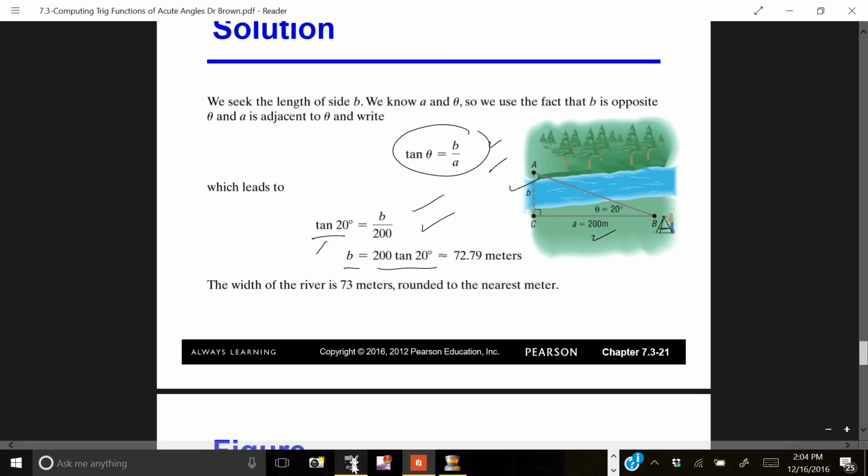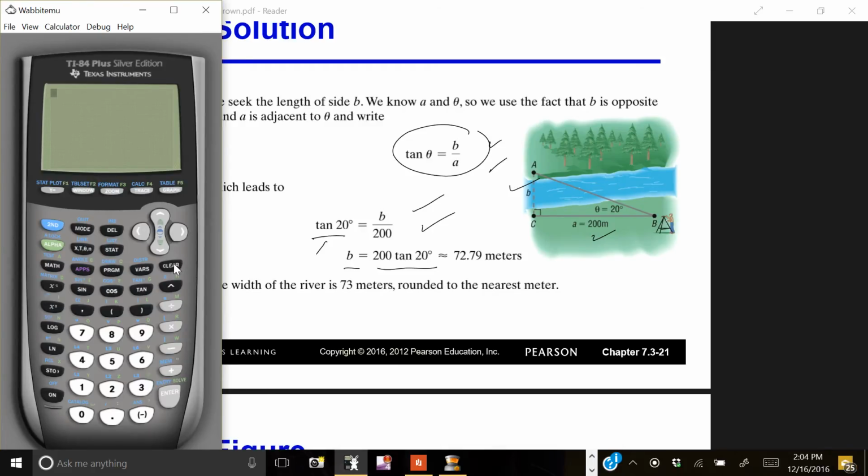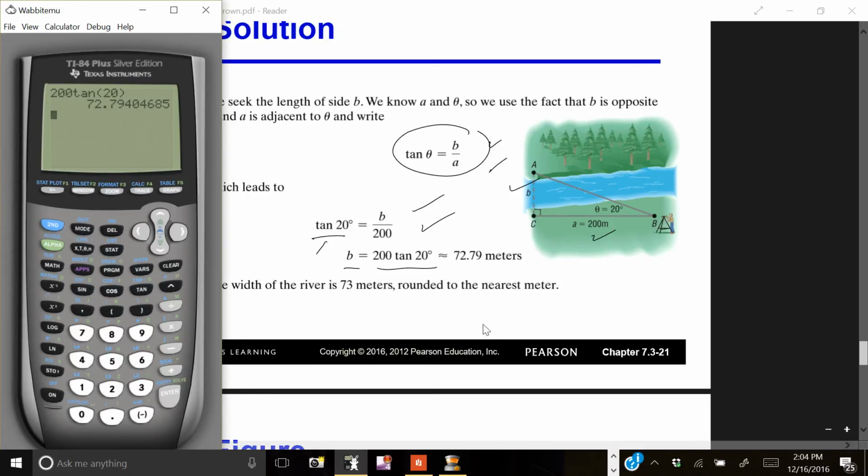Let's go do that. Remember, we are in the degree mode. So if we put in 200 tangent of 20, we should get 72.79 is how far it is across the river. Rounding to the nearest meter, it would be 73 meters.